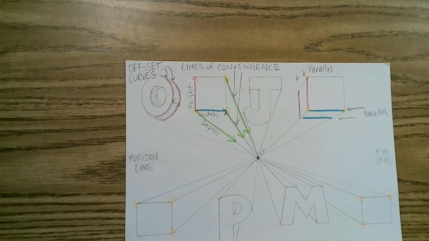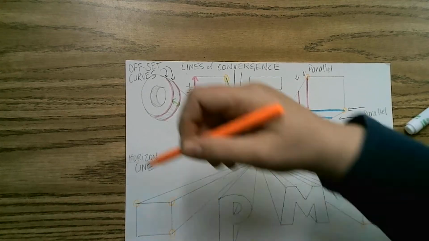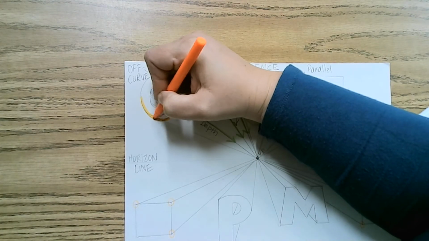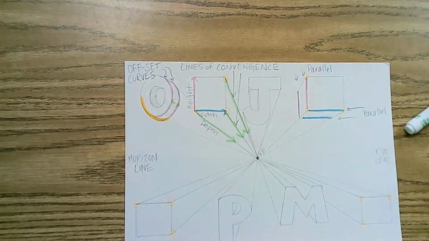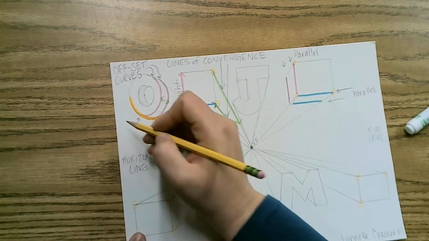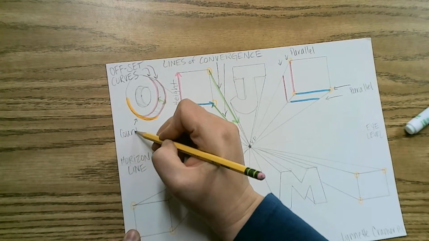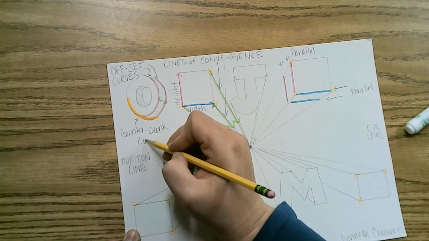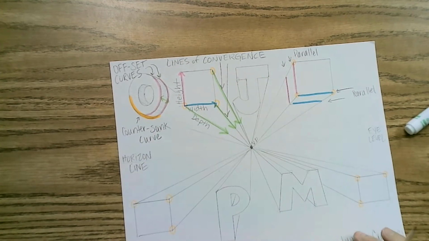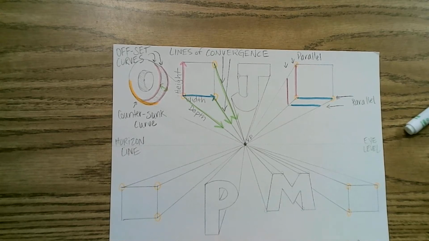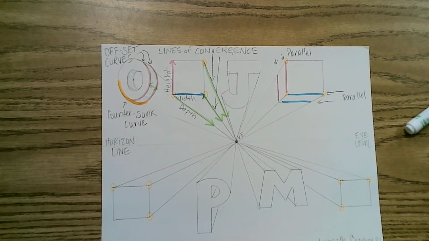And then where it curves into itself, so let me use orange. So here, where it curves into itself, that is called a countersunk curve. So you will keep this as reference when we work on our 2-point perspective one as well.